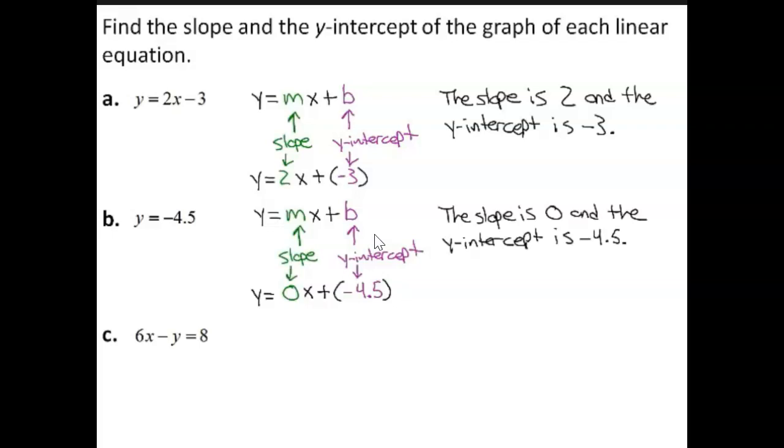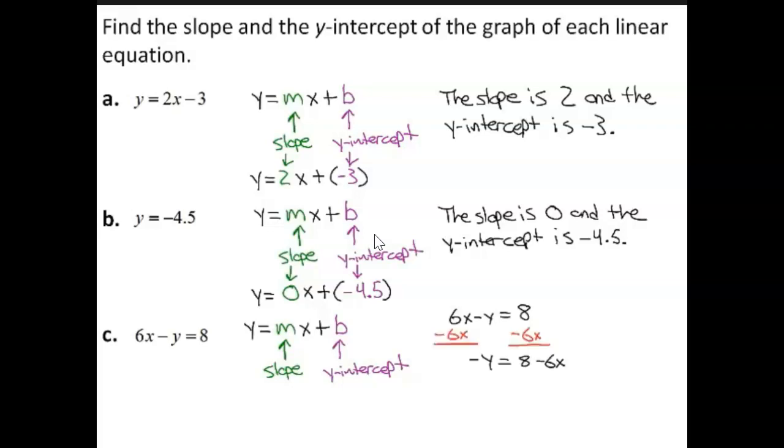Part C. 6x minus y equals 8. Rewrite the equation in the form y equals mx plus b, where m is the slope and b is the y-intercept. To write the equation in the form y equals mx plus b, subtract 6x from each side of the equation. This gives -y equals 8 minus 6x.